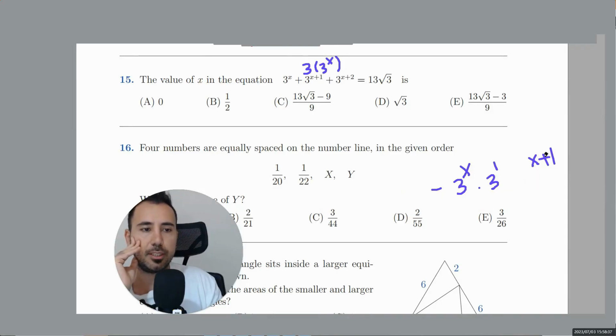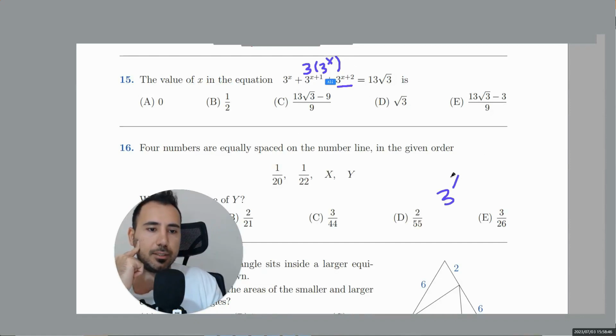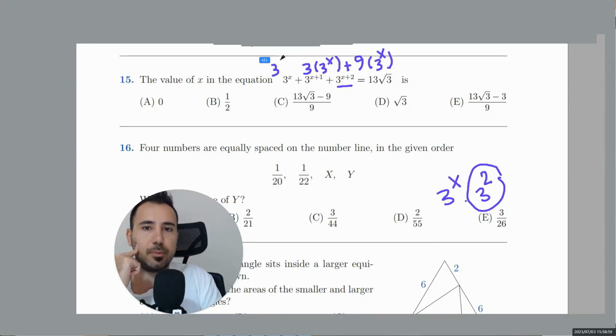Okay, so the next one would also be the same. This one would be 3 to the power of x multiplied by 3 to the power of 2, so this would be 9. So plus 9 times 3 to the power of x, and the first one was only 3 to the power of x. So we factorize the left-hand side: 9, 3, and 1. So how many of them do we have? We just count. 13.